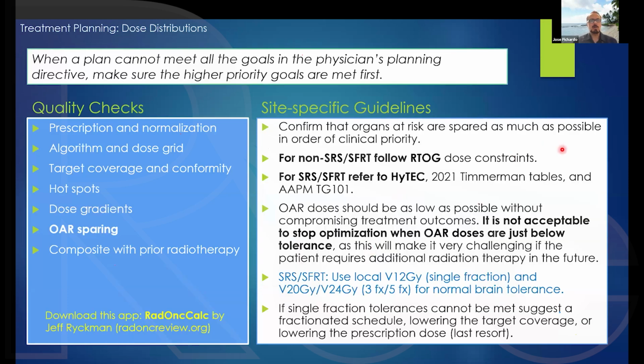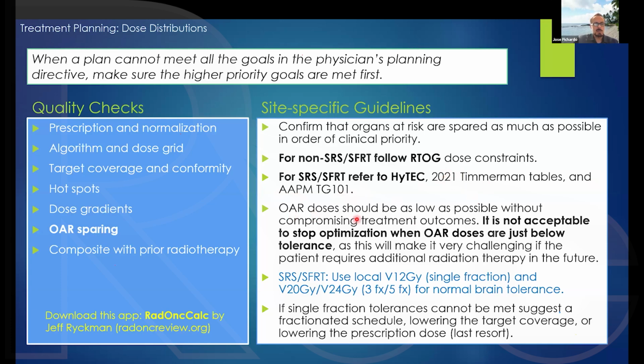Organ at risk sparing. Okay, this is of course something that we do for all the plans, right? Make sure that all the organs at risk meet the constraints. For non-SRS and non-SFRT, follow RTOG, those constraints. For SRS and SFRT, we refer to HyTEC, the Timmerman tables, make sure they're the 2020 ones, which are the updated ones, and/or AAPM TG101. I think TG101 doesn't have the updated tables. I may be wrong, but always make sure if you're looking at Timmerman tables, make sure it's 2020.